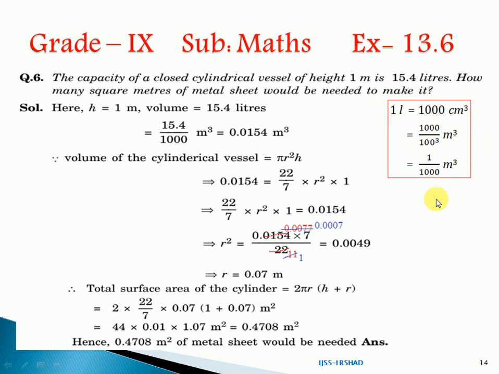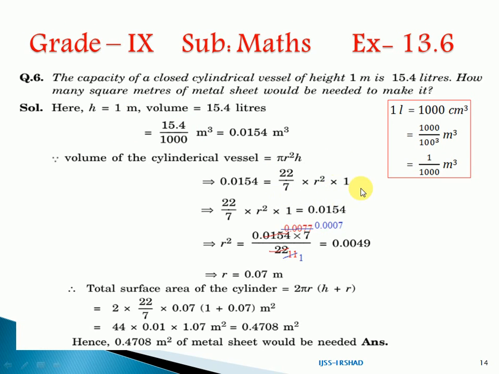Here I have given you the rough work to make things clearer. So volume of the cylindrical vessel is equal to, we know, pi r square h. Volume we got here, so we can write here the volume 0.154, that is equal to pi r square h. Pi we know 22/7, r square same like that, and h they have given 1 meter, so 1. Then you can solve it.